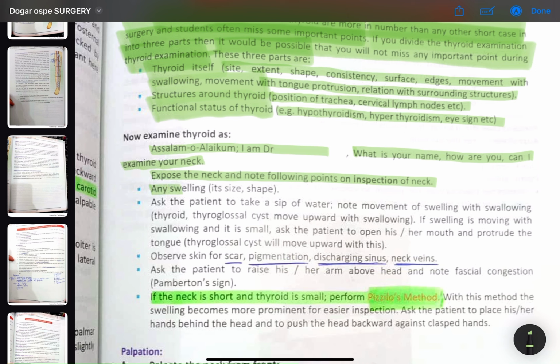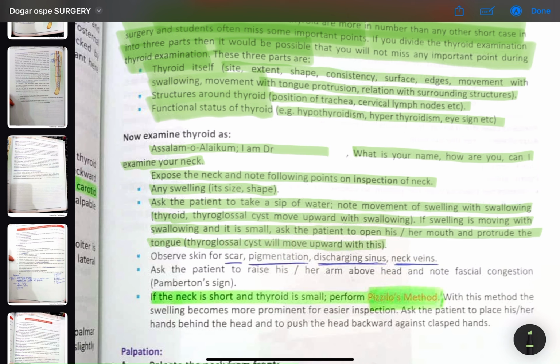After this, expose the neck and note the following points on inspection of the neck, that is, any swelling, its size, shape. Ask the patient to take a sip of water. Note the movement of swelling with swallowing. Thyroid and thyroglossal cyst move upward with swallowing. If swelling is moving with swallowing and it is small, ask the patient to open his or her mouth and protrude the tongue. Thyroglossal cyst will move upward with this.